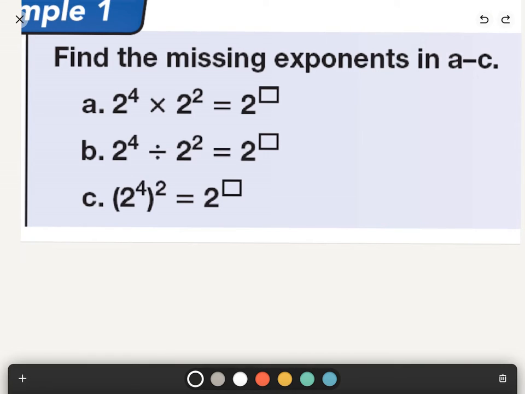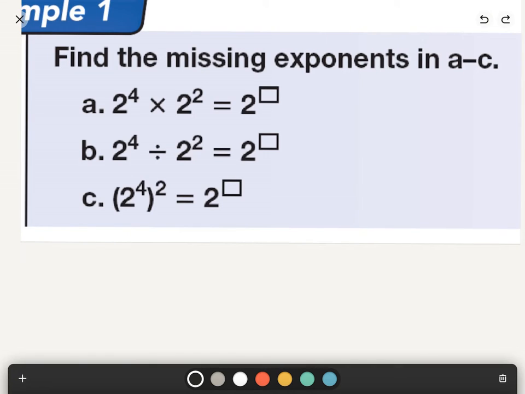So on the first one, we've got 2 to the power of 4 times 2 to the power of 2, or 2 squared. What would be the rule for what we do with these two exponents in an operation like this? You add them. Excellent! So let's everybody do that.